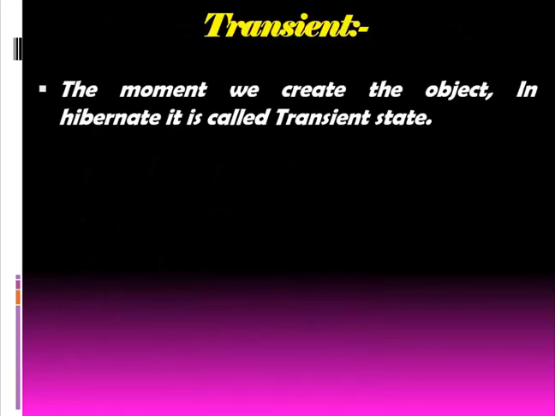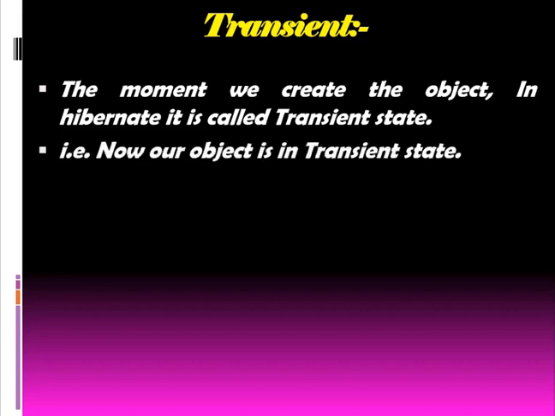So what is the transient state? The moment we create the object in Hibernate, it is called the transient state. So the first state is the transient state. As soon as we have created the object in Hibernate, it automatically goes to the transient state. Now our object is in the transient state.